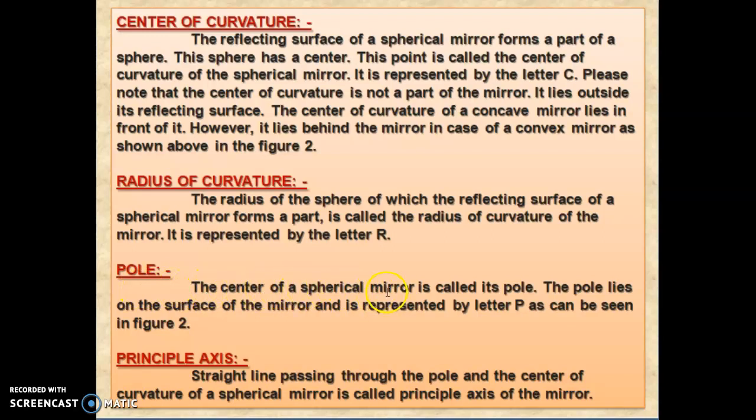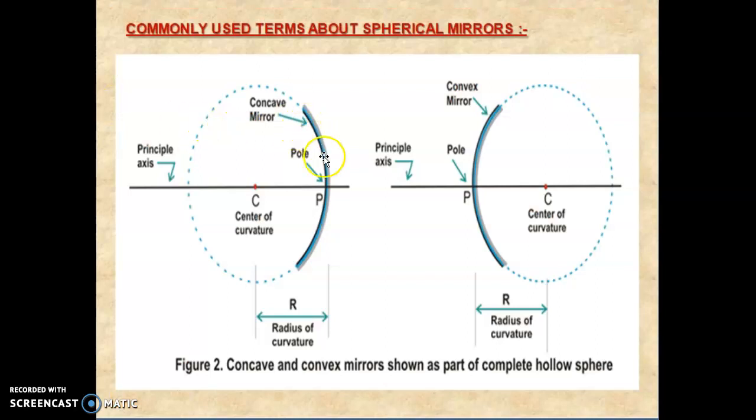Next is the pole. The center of the spherical mirror is called its pole, and the pole lies on the surface of the mirror, and it is represented by the letter P. So what is the pole? The pole is the point at the center of the reflecting surface of the mirror. So this will be the center of the mirror. This is called the pole, and it is denoted by the letter P, and it lies on the mirror. Here it also lies on the mirror, and you can see here it also lies on the mirror.